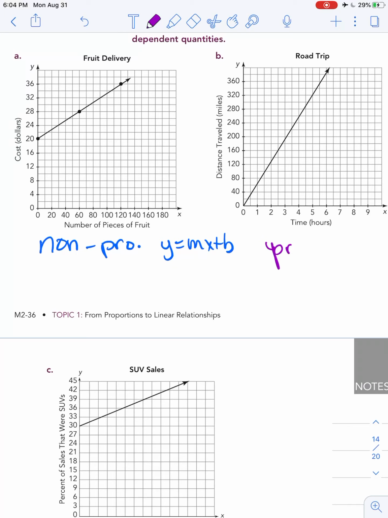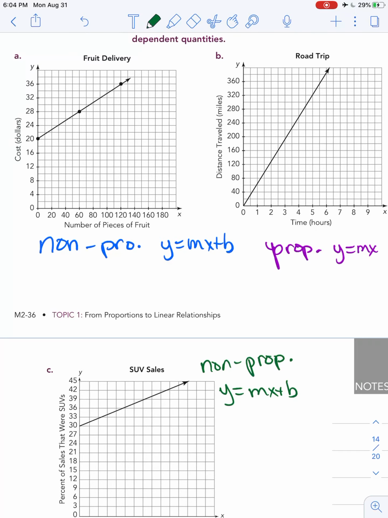This one's going to be proportional. So this is y equals mx. This one down there is going to be non-proportional because it doesn't go through 0, 0. So it's going to be this. Okay, so we did that first part.